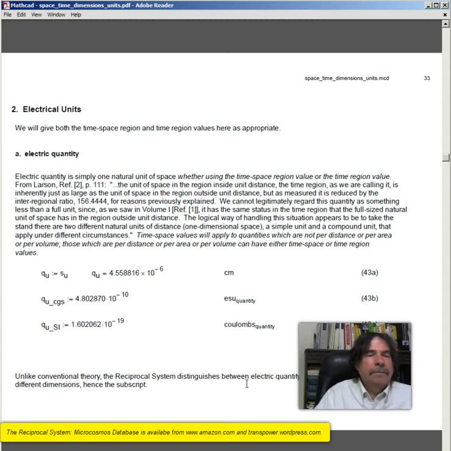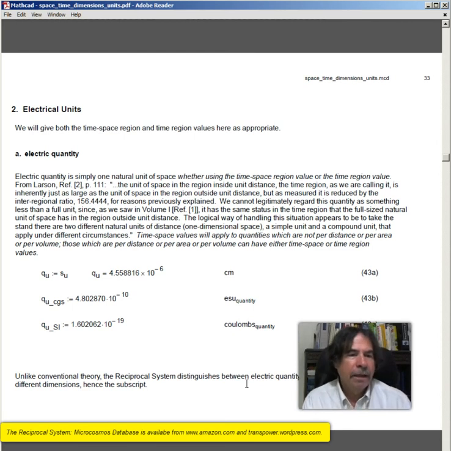In this case, for the quantity, we're using the time-space region value, 4.558816 centimeters, which comes out to be 1.602062 times 10 to the minus 19 coulombs. Like conventional theory, the reciprocal system distinguishes between electric quantity and electric charge. They have different dimensions, hence the subscript. So this is important to emphasize. The unit of quantity in conventional theory is the charge, whereas it's a space unit in the reciprocal system.